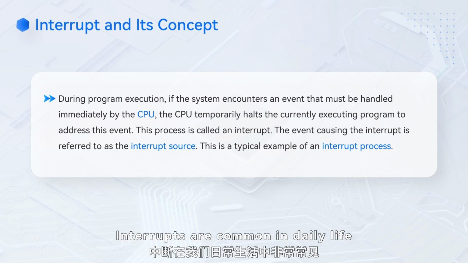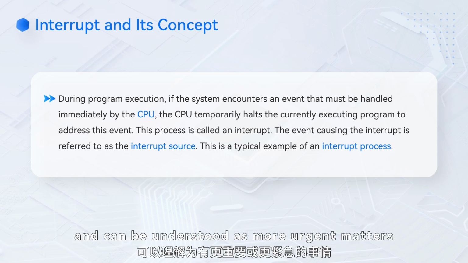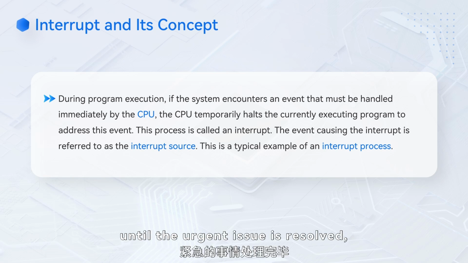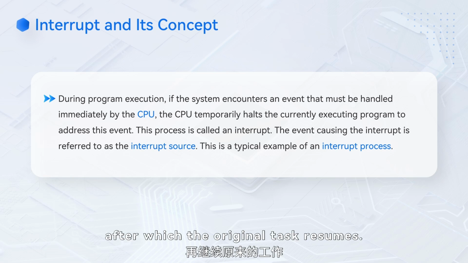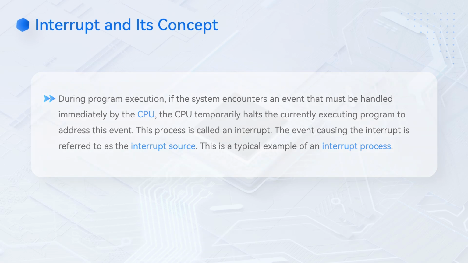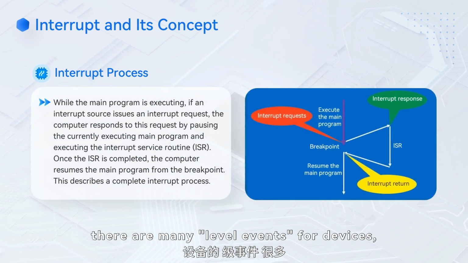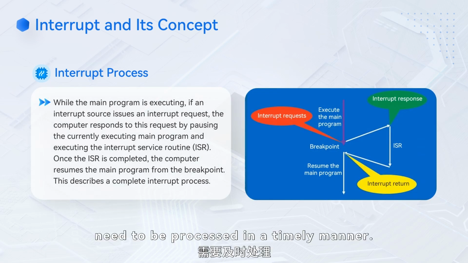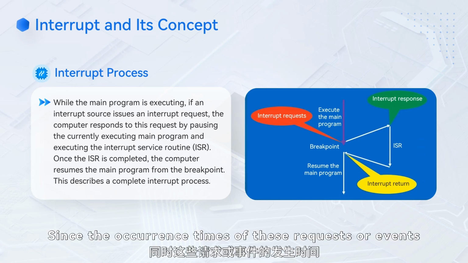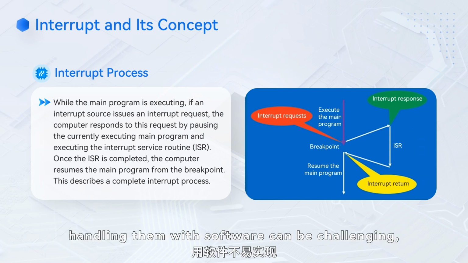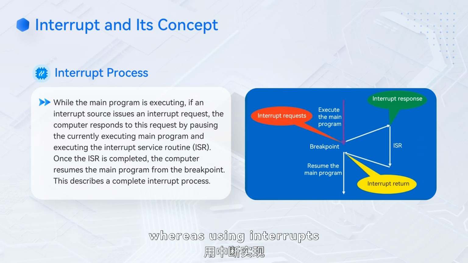Interrupts are common in daily life and can be understood as more urgent matters that require immediate attention, thus pausing the current work until the urgent issue is resolved, after which the original task resumes. In a control system, there are many devices whose requests or events need to be processed in a timely manner. Since the occurrence times of these requests or events are often unpredictable, handling them with software can be challenging, whereas using interrupts simplifies the implementation.